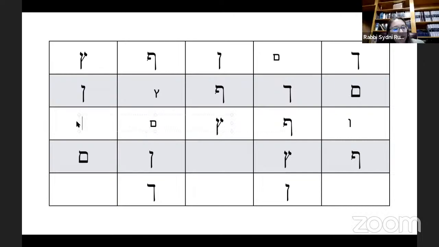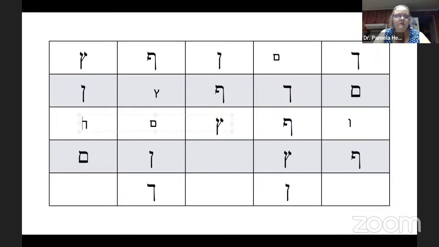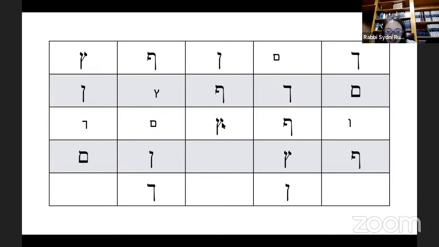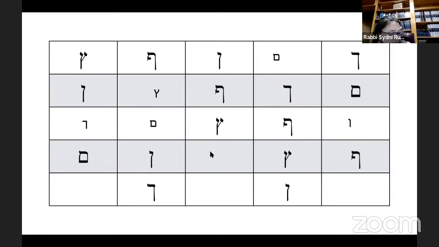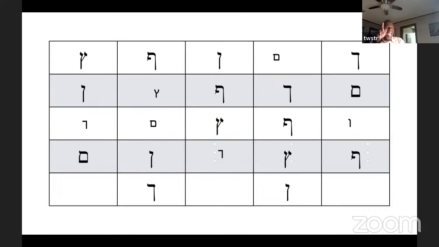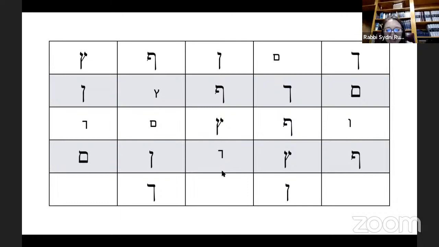And then how about the next one on that line? Fe Sofit. Great. How about the blank on the next line? And we have a mem. It has to be a Fe Sofit. Oh no, we already have a Fe. I know which letter it is. It's a Chaf Sofit. Nice.